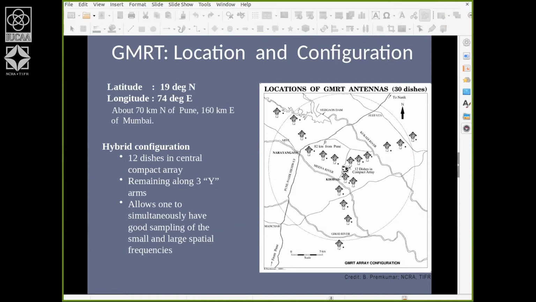Okay, so it is possible in principle to have a very large single dish and have an array of feeds and have an image in one observation? Yes, it is. Okay, thank you. But it's not practical.